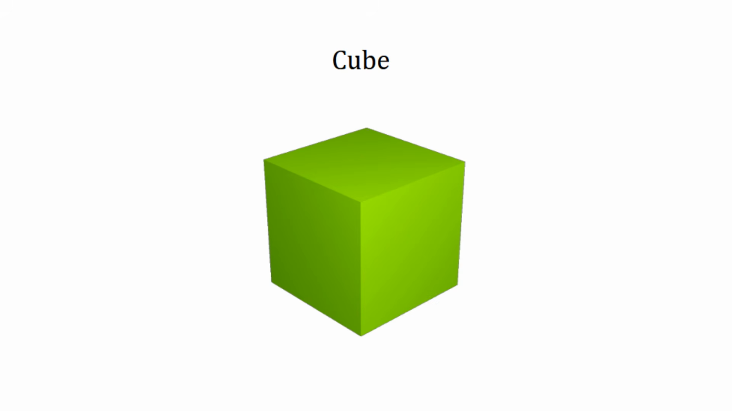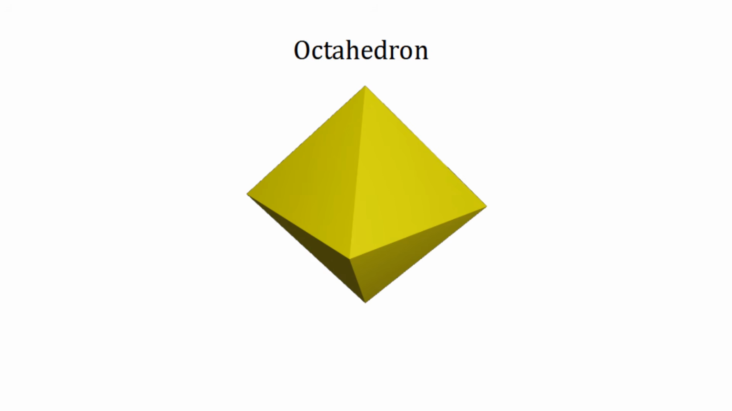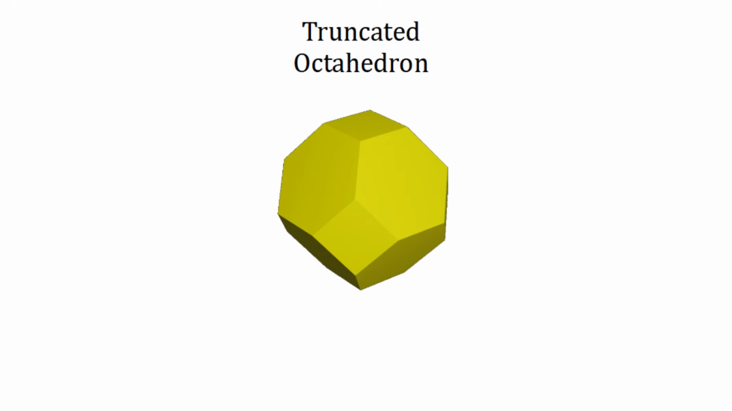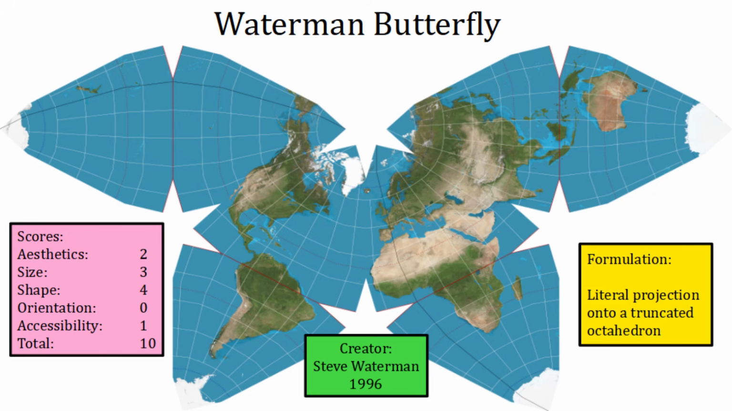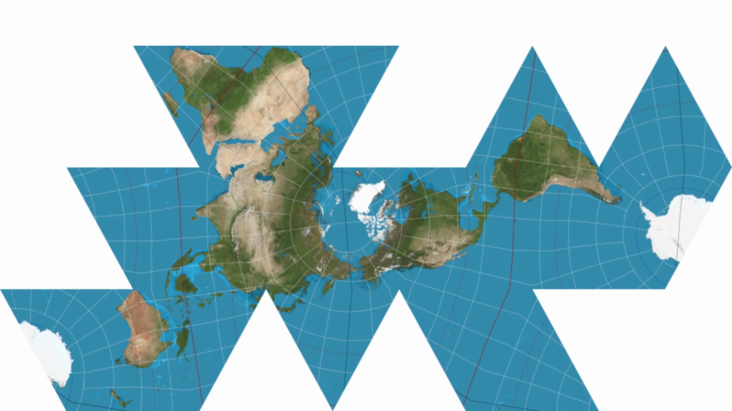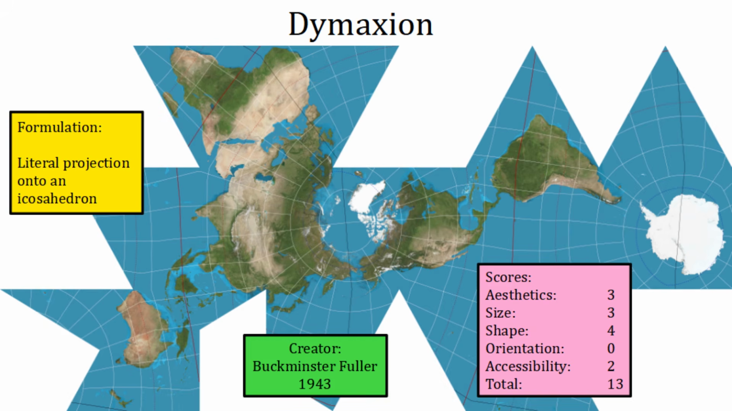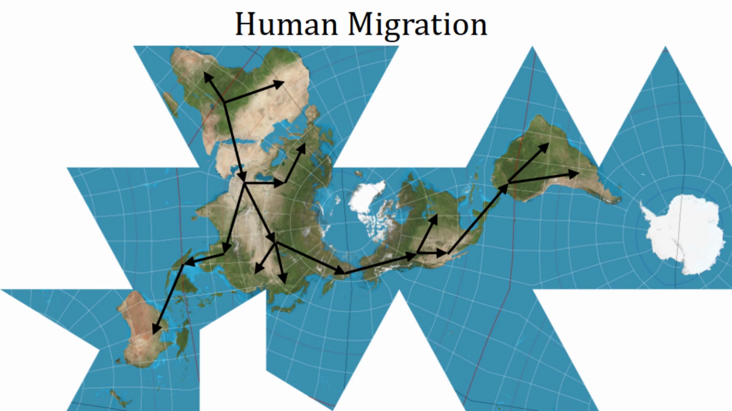Using a cube-shaped room results in heavy distortion. You could then use an octahedron, but even better is a truncated octahedron, which is an octahedron with the corners cut off. That results in the Waterman butterfly projection. Using an icosahedron, there's almost no distortion. Moving some pieces just a little bit results in this, the Dymaxion projection. This shows all the continents accurately, and it also shows just how close they all are. For that reason, it's often used to show human migration.